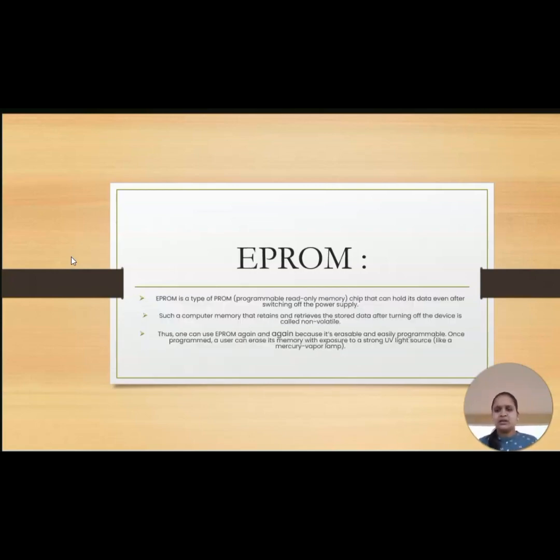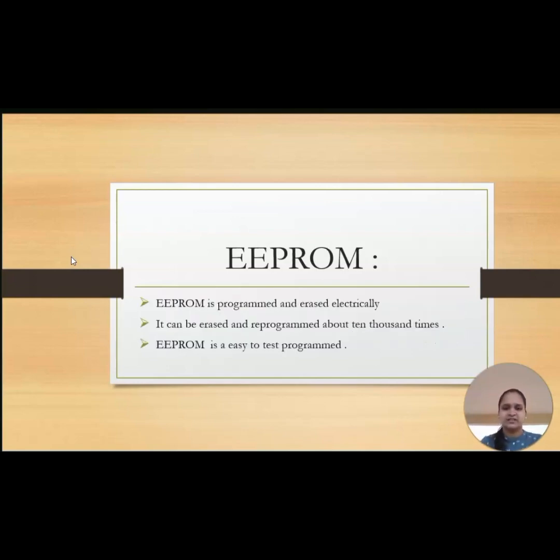Erasable programmable read-only memory is a type of ROM chip that can hold data even after switching off the power supply. The chip can hold the data or instructions when the power supply is switched off. Electrically erasable programmable read-only memory: the program can easily be erased electrically. In the electrically erasable programmable read-only memory, it is easy to test the programmed data.